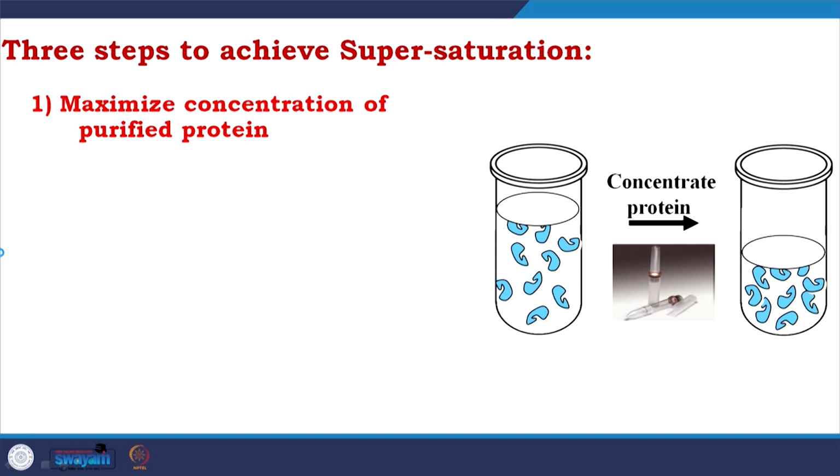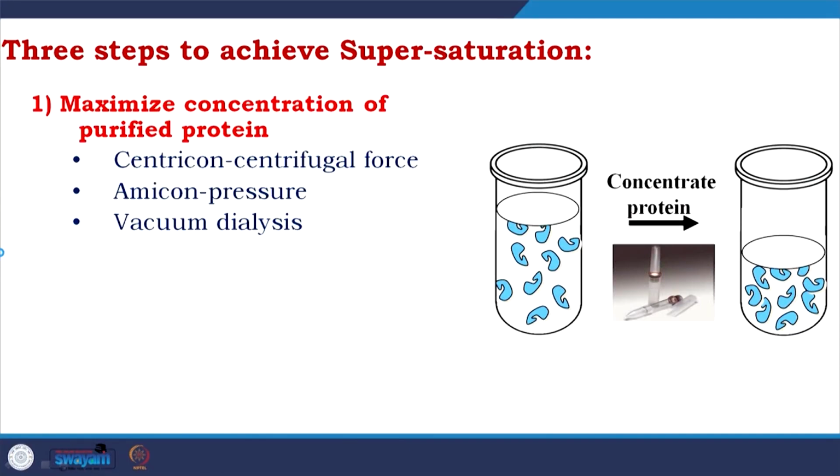Three steps to achieve supersaturation. First, maximize the concentration of purified protein. You have the protein, and you do things so that the protein would be more concentrated. Centrifugal force, the Centricon, is a common technique used in the laboratory. You have a certain molecular weight cutoff, which is always on the lower molecular weight side. So, what will happen? The small molecules will go out, water will go out, and the protein remaining would be higher in concentration. Amicon pressure is a different system but works the same way. Here it works under pressure, while in Centricon it is under centrifugal force.